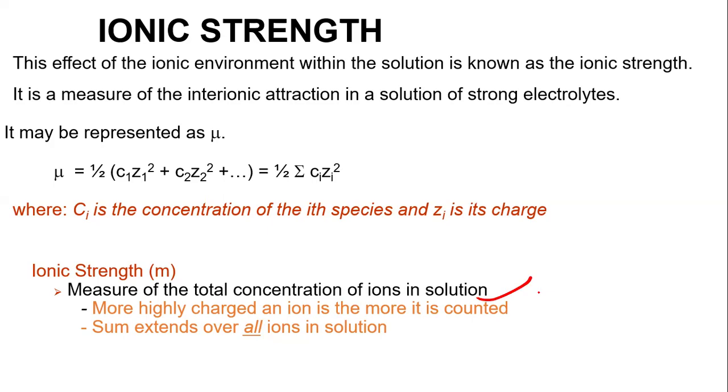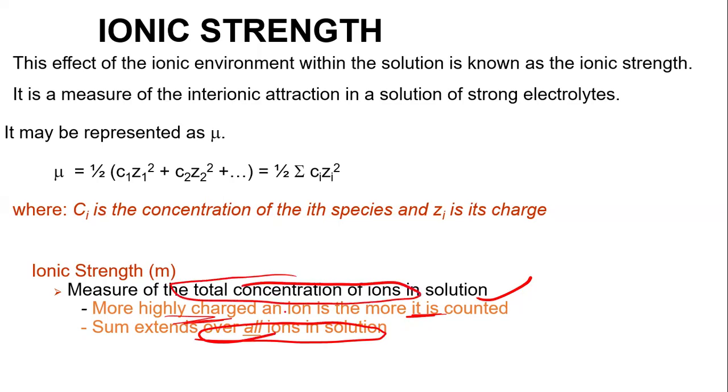definition of ionic strength. Now, when we are calculating the ionic strength, the highly charged ions are counted more, but the sum extends to all ions. That is why I like the total concentration of ions, because every ion is considered, whether it is a main ion or a spectator ion. But the highly charged ones count more, because highly charged ions introduce greater shielding.